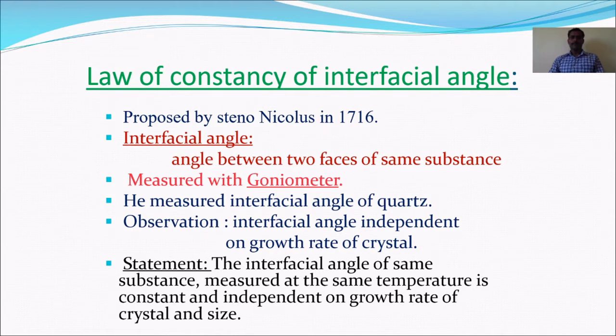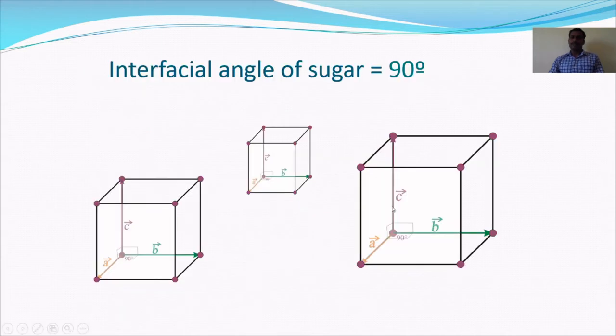First of all, Steno measured the interfacial angle of quartz, and he observed that the interfacial angle is independent of the growth rate of a crystal. And he wrote a statement: the interfacial angle of the same substance, measured at the same temperature, is a constant and independent of crystal size. So the angle between two faces of the same substance is called the interfacial angle.